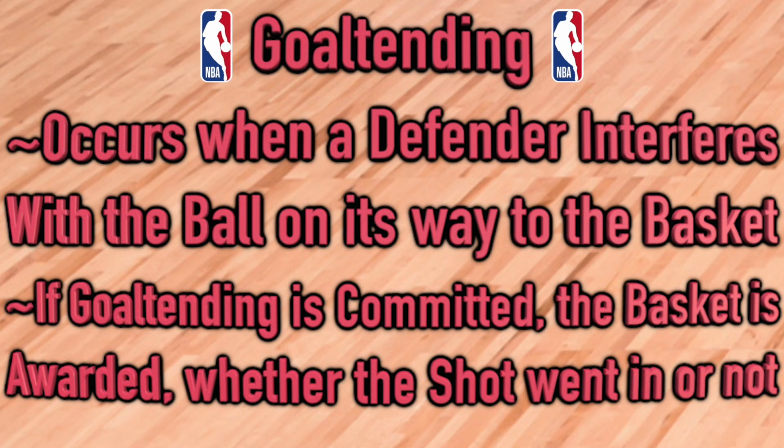We also have goaltending. This is when a defender interferes with the ball on its way to the basket after an opponent attempts a shot. Defenders can't touch the ball while it's on its way downward with a chance to go in the basket. They can't touch it by reaching through the net and rim. They also can't touch it if the ball's coming off the backboard with a chance to go in, or while the ball is in the cylinder, which is the imaginary area from the rim upward. If a defender commits goaltending, then the basket is awarded to the opposing team whether the shot went in or not.